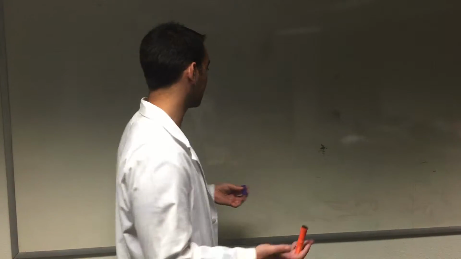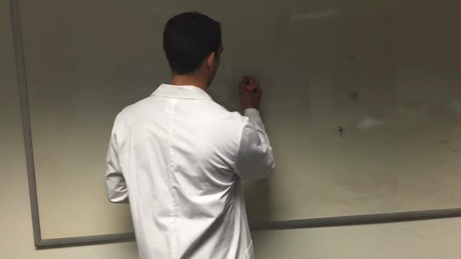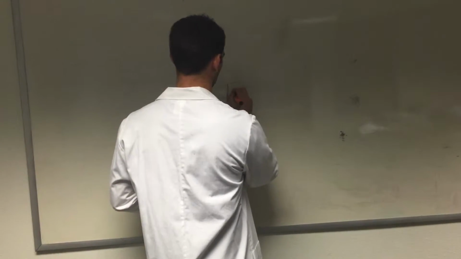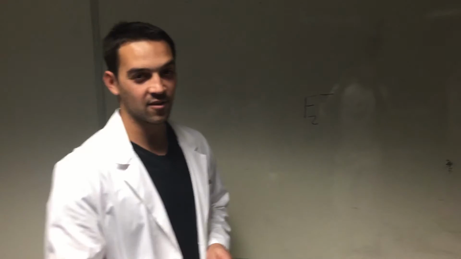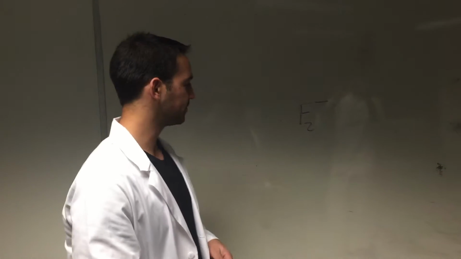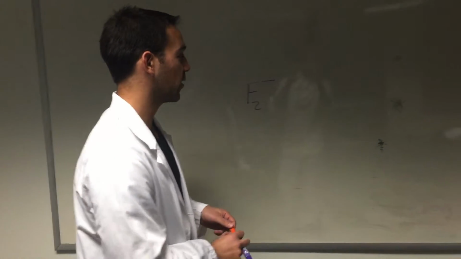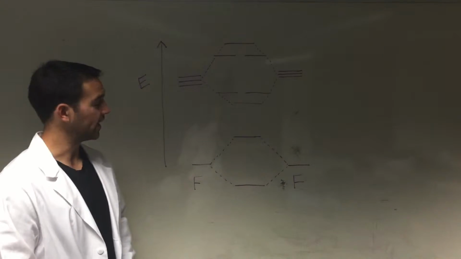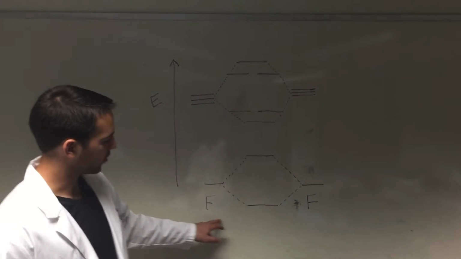Alright, as Dathan showed us, valence bond theory is fine for molecules like F2. However, when we have something like F2 minus, like we do in our homework, we saw that valence bond theory wasn't sufficient. Therefore, we need a better way of representing this molecule, and the way we're going to do that is through molecular orbital theory.